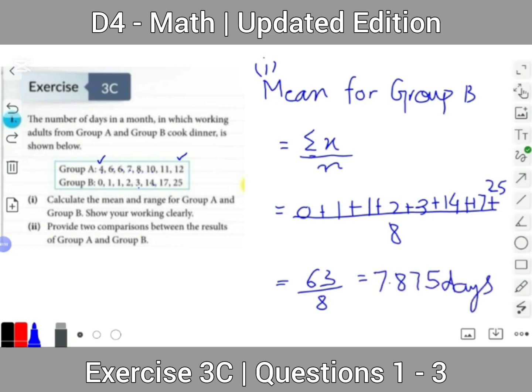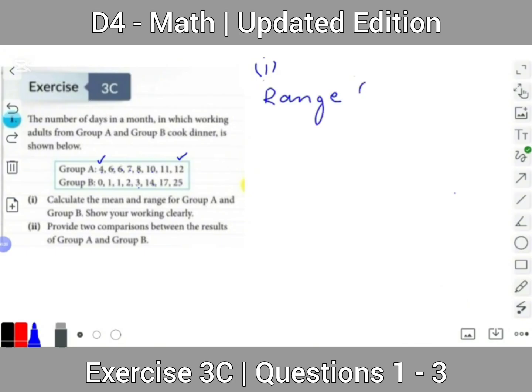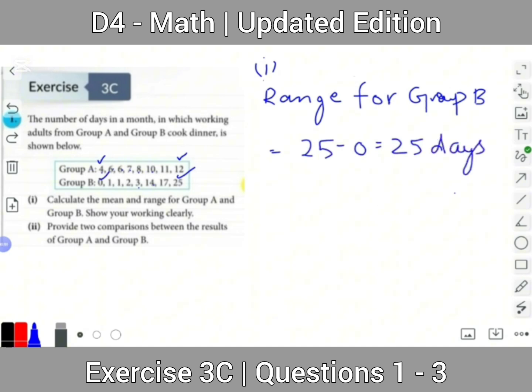So the mean for group B is equal to 7.875 days. Now we have to find out the range for group B. The range for group B can be found by using the formula largest value minus smallest value. For group B, the largest value is 25 and the smallest value is 0. So here we have 25 minus 0, and it will give us 25 days. So the range for group B is equal to 25 days.